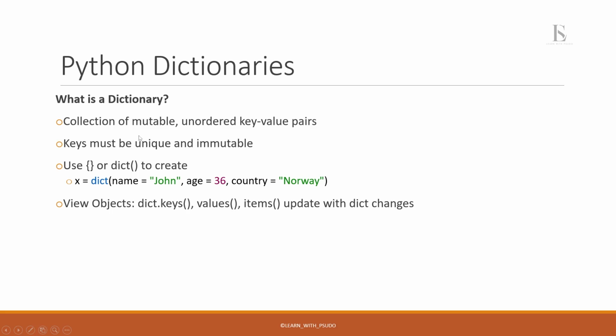We talked about dictionary. It's a collection of mutable, unordered key value pairs, right? But the keys must be unique and immutable, right? Dictionary in itself is mutable, but the keys are immutable. Now use curly brackets to create a dictionary, or you can also declare it with the dict keyword and pass the values and keys you want to have in your dictionary inside it. Now there are three things that we can iterate upon in a dictionary. You can iterate upon the keys, you can iterate upon the values, or you can use items to iterate.